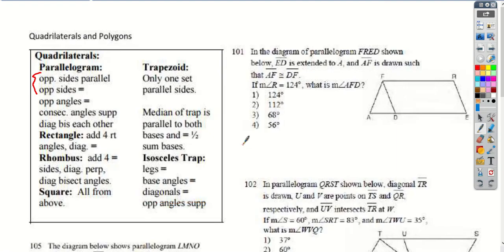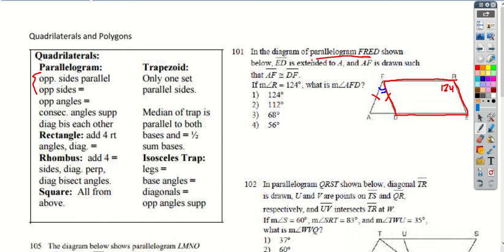101. So same thing, we're going to run through the problem. So label everything you know. We know AF and DF are equal. Okay, we know angle R is 124 degrees, and we know this is a parallelogram with FRED right here. So this FRED guy right here is a parallelogram. All right, we're trying to find the measure of angle AFD. So we want the angle up top.